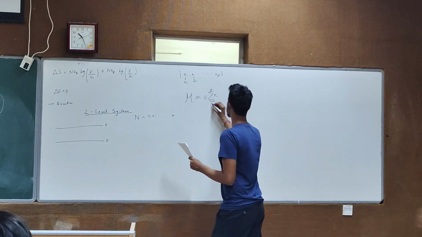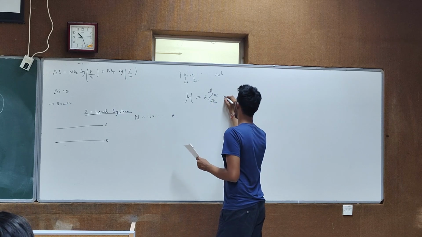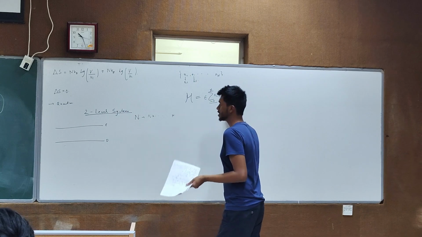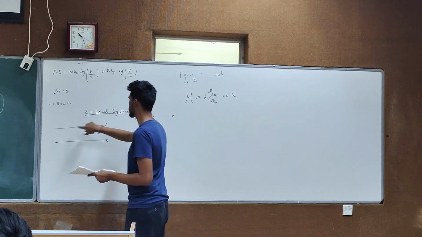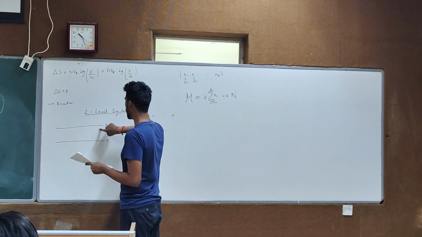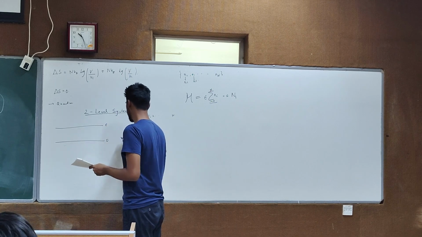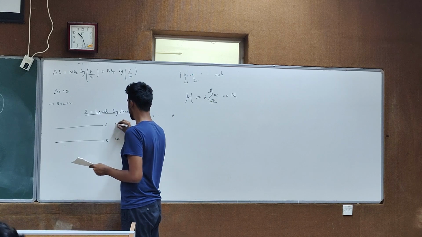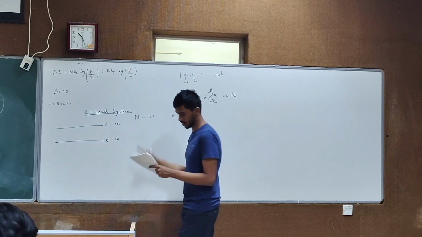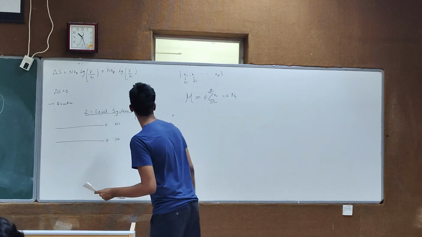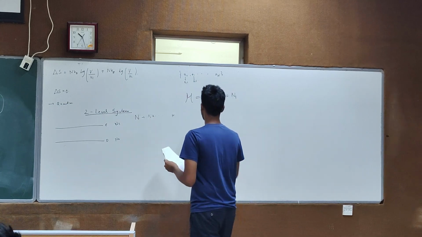And let's call this number n1. So n1 is basically the number of particles in the epsilon energy level, and n0 is the number of particles in the zero energy level. So what is the probability distribution?